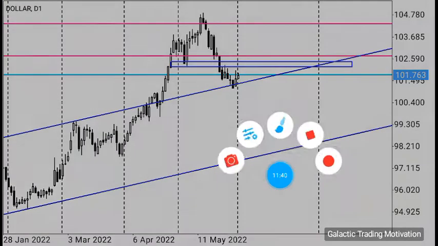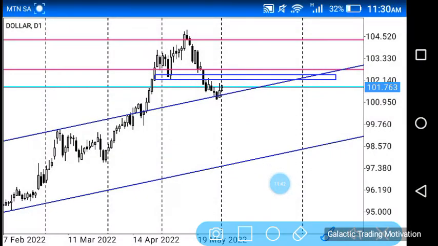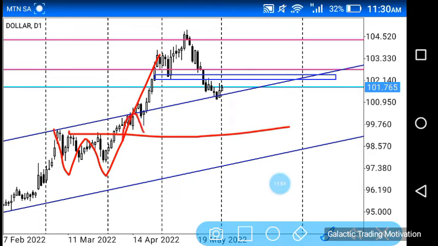Over and above that M structure, we also have a W structure in this region with the neckline being there. Price broke the neckline and then came back to retest the neckline, and then we saw it going up again. So we can disregard this W formation at this point.